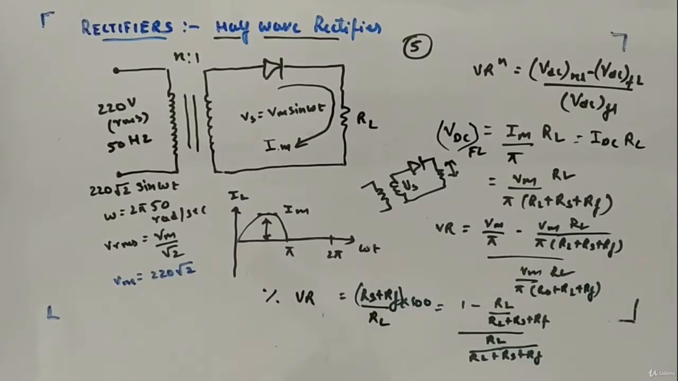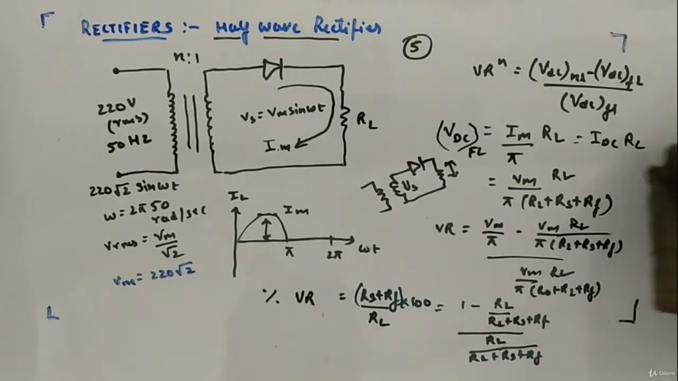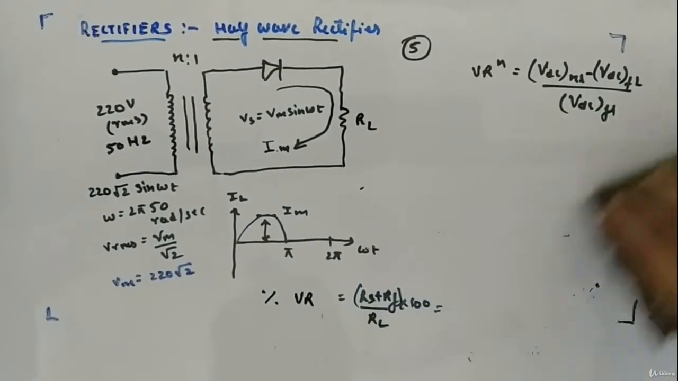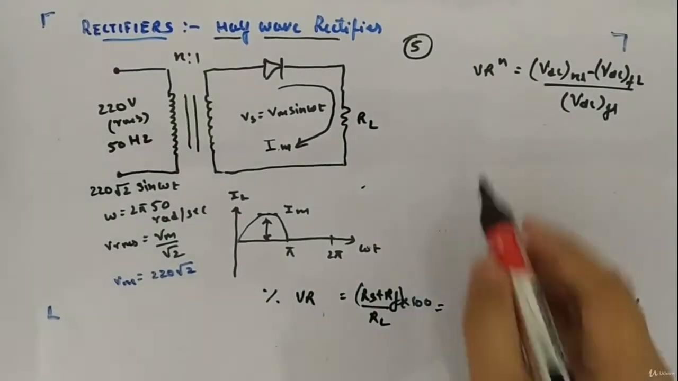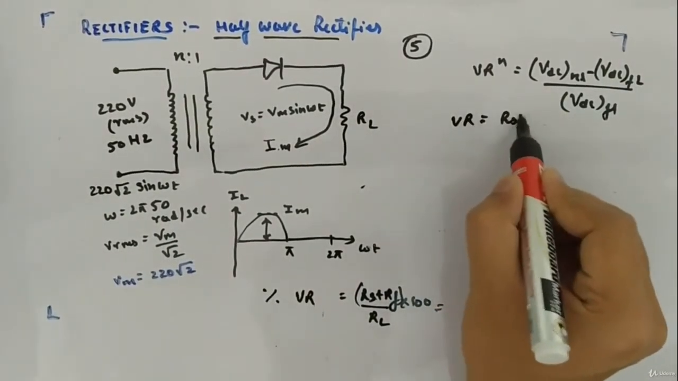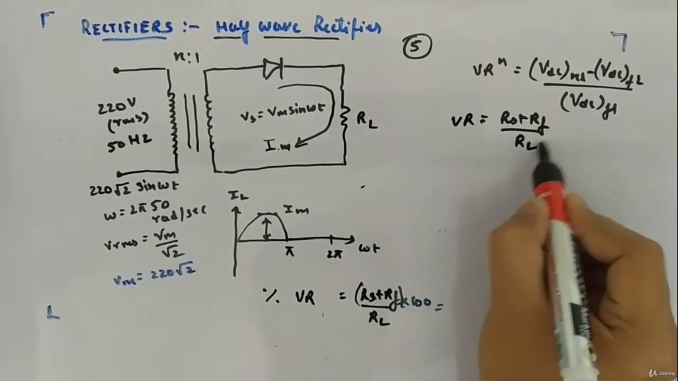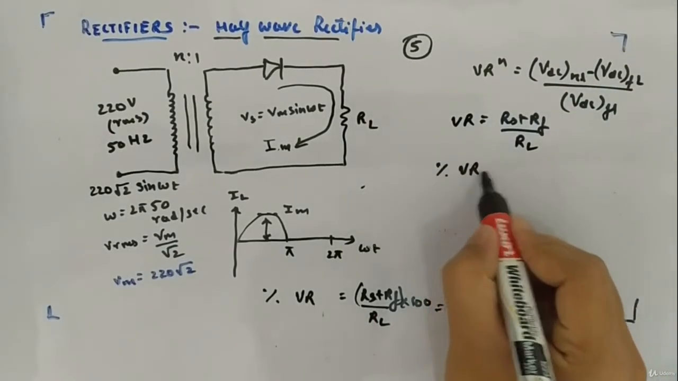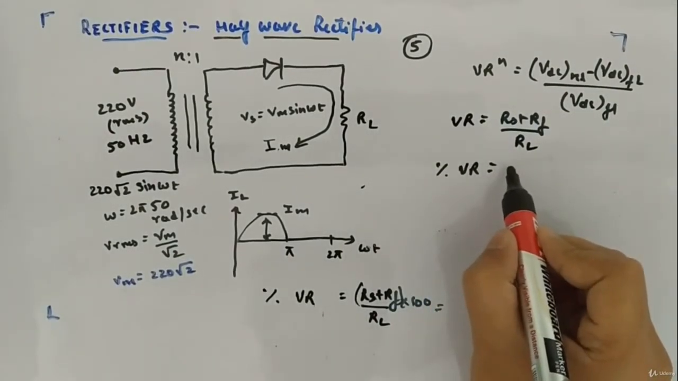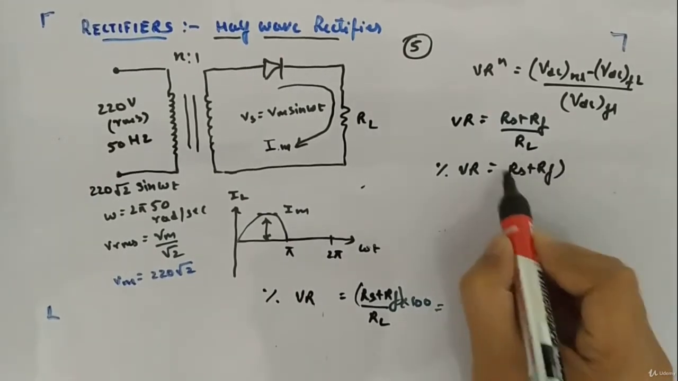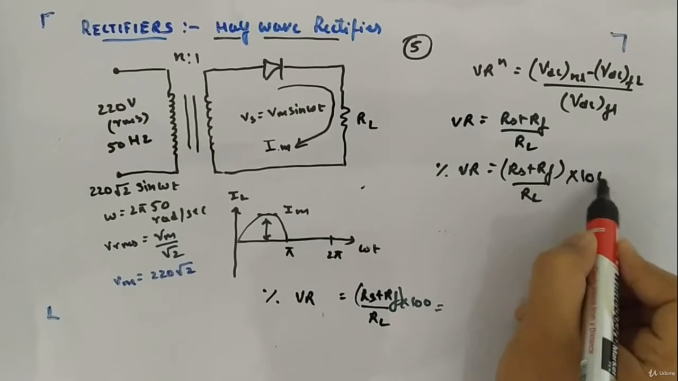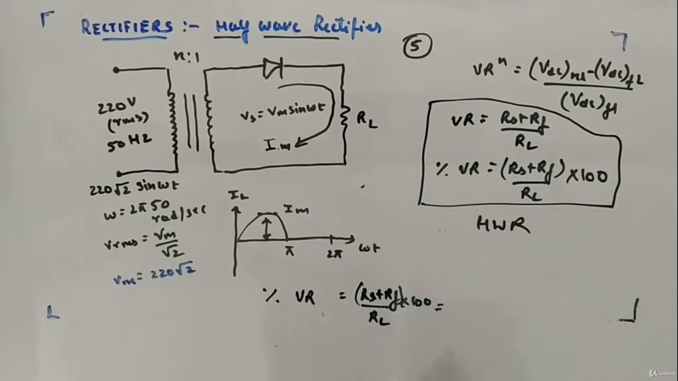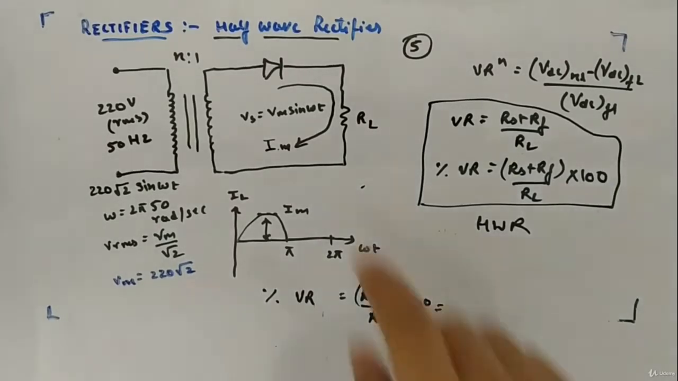So I will write it properly. Voltage regulation is RS plus RF divided by RL as a numeric value, and in percentage VR is RS plus RF divided by RL into 100. This is for the half wave rectifier. I hope it is clear how I calculated it.